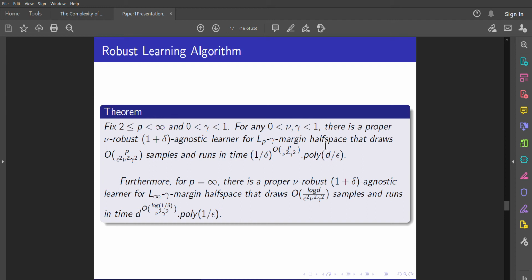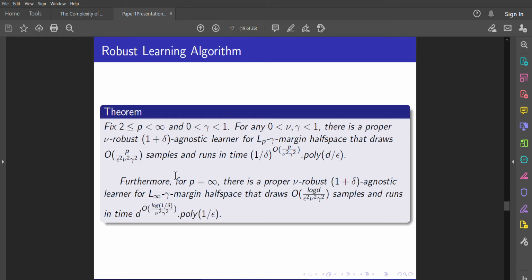Coming to define the robust learning algorithm, the theorem is as follows. First, we fix p with this condition and gamma which lies between 0 and 1. For any nu and gamma lying between 0 and 1, there is a proper nu robust 1 plus delta agnostic learner for LP gamma margin half space that draws big O of p by epsilon squared nu square gamma square samples and runs in time 1 by delta to the power of big O of p by nu square gamma square times polynomial in d by epsilon.